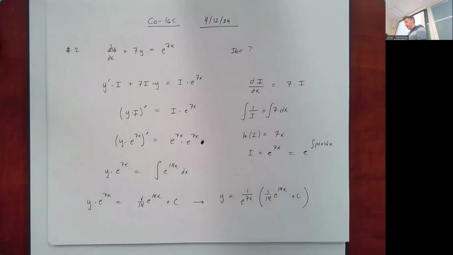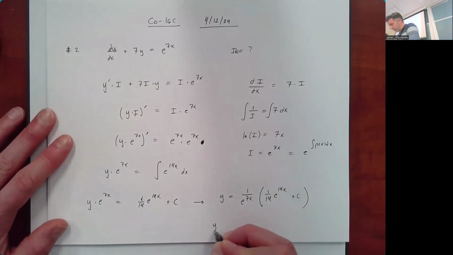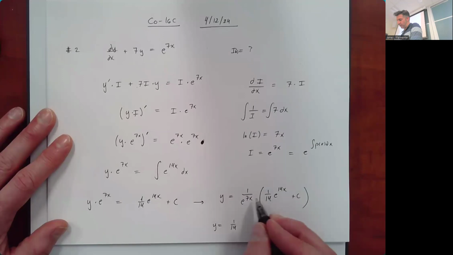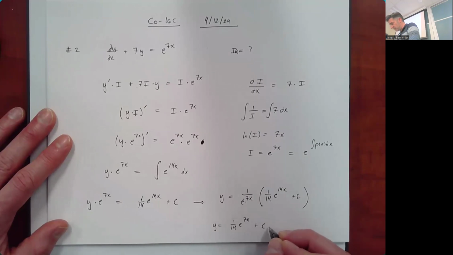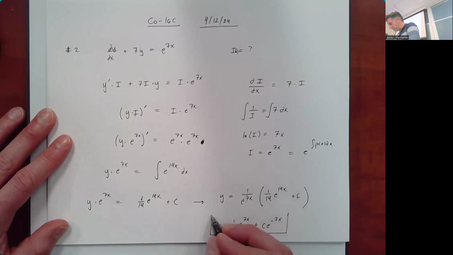And then if I distribute that, I would probably rewrite this as 1/14th e to the 14x divided by e to the 7x is e to the 7x. And c divided by e to the 7x is c times e to the negative 7x. That's how I would choose to write my general solution.